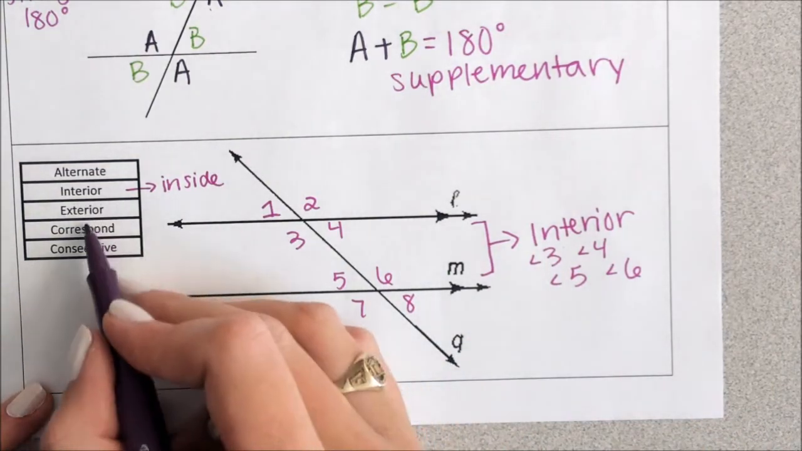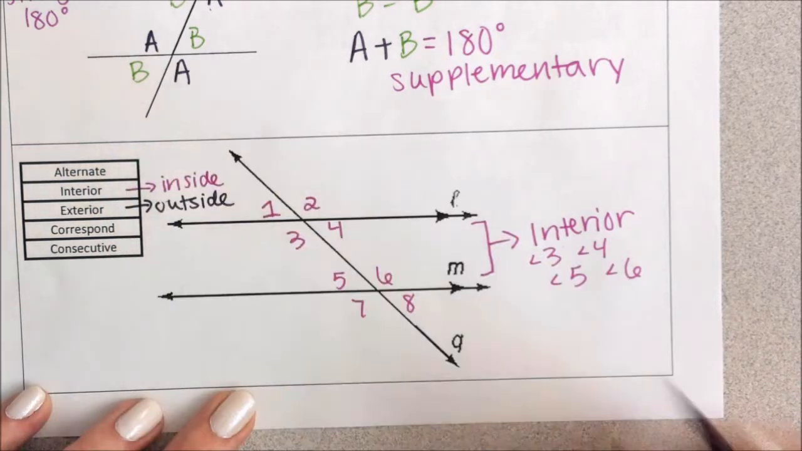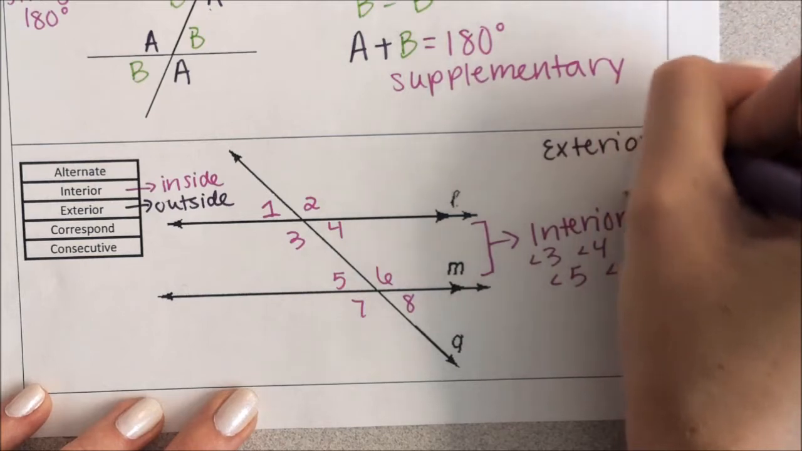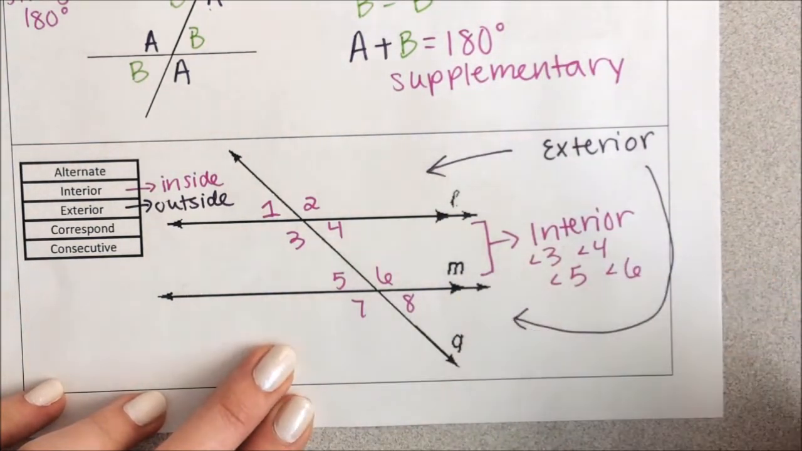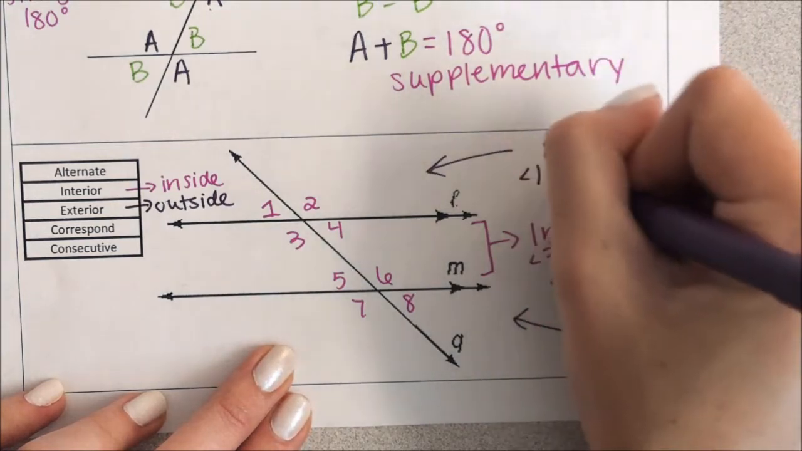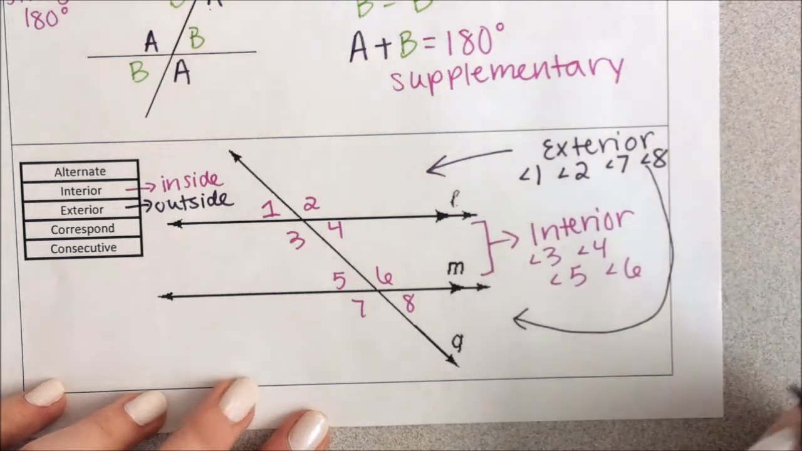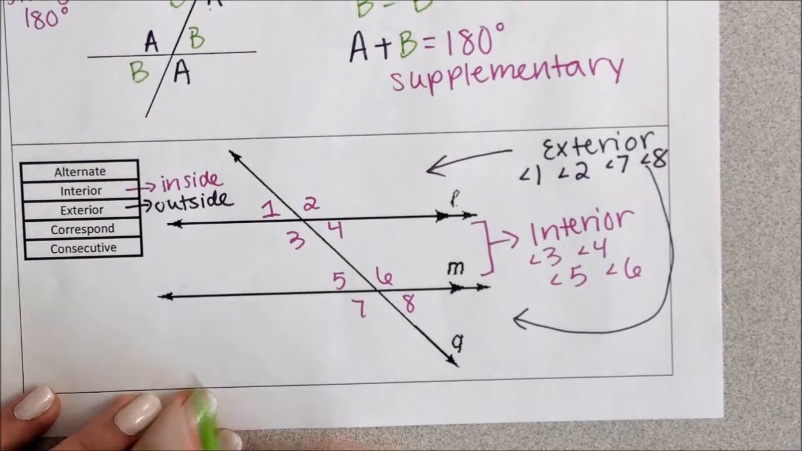Similar to interior, we have exterior, which means outside. So my exterior angles are all the ones on the outsides. So angle 1, angle 2, angle 7, and angle 8 are exterior. Alright, a few more words here.